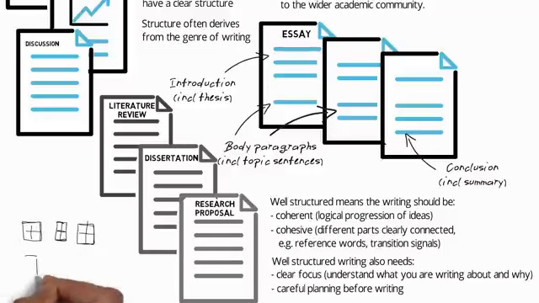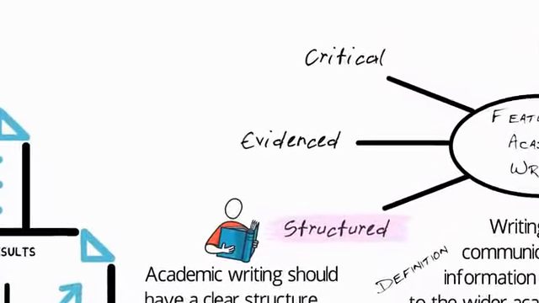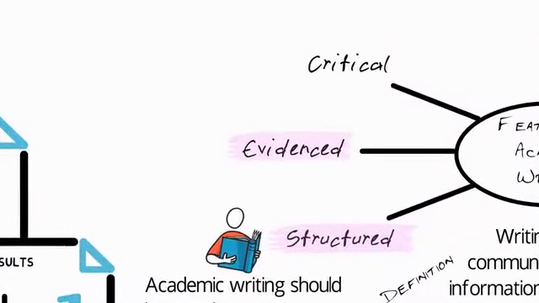In some ways you can think of academic writing as being like a house. The door is the introduction that leads in, and then each room is like a different section or different paragraph which serves a different purpose. Now if you were building a house, you wouldn't just start building, you would plan it very carefully first. And the same is true for academic writing. Without careful planning, it won't have a very clear structure, and it will be very difficult for the reader to follow the ideas. So the second feature of academic writing is that it should be evidenced.